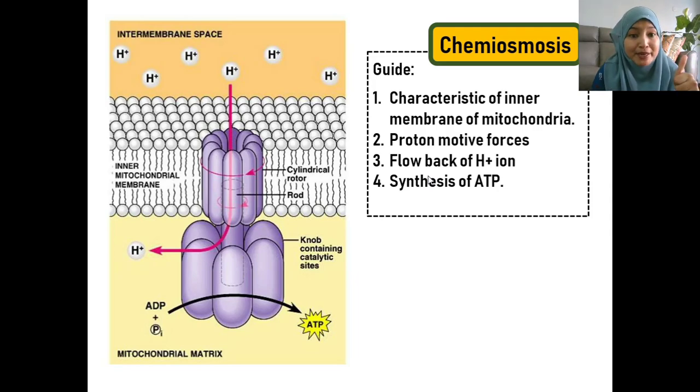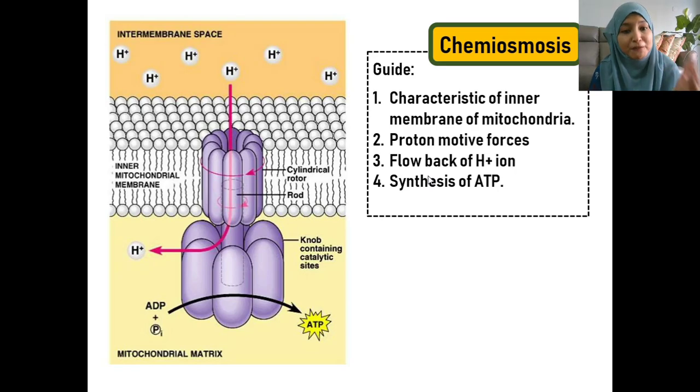Inner membrane of mitochondria is not permeable to H plus ion. Point number 2. Accumulation of H plus ion at intermembrane space will create proton motive force. Point number 3. Proton motive force will force the flow back of H plus ion from intermembrane space into matrix of mitochondria via ATP synthase.